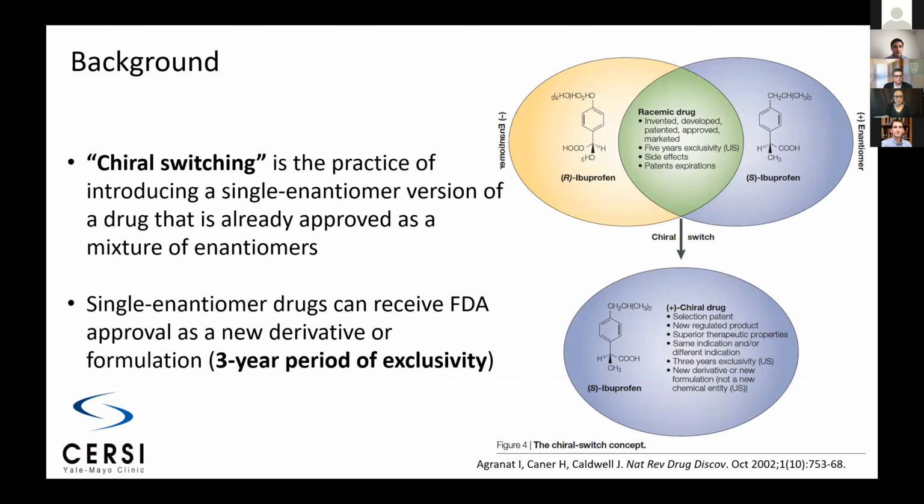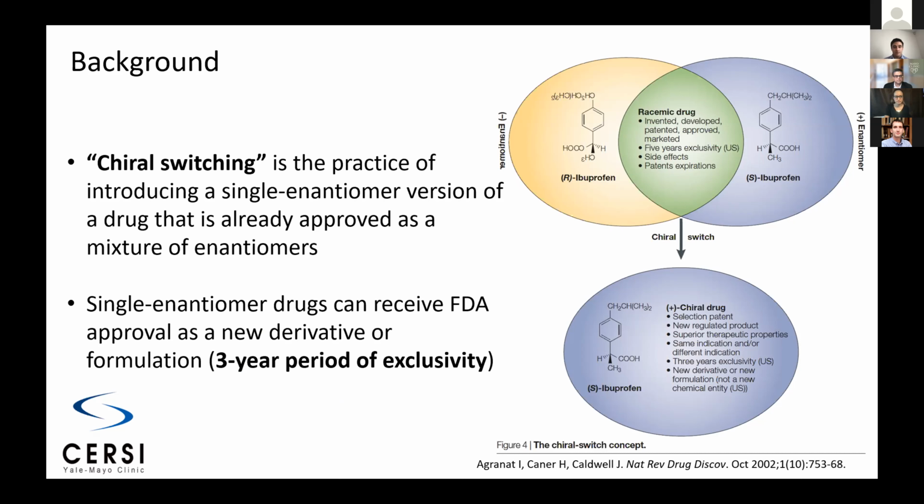So while some drugs are originally introduced to the market as single enantiomer formulations, in other cases, a single enantiomer drug is introduced when there's already a racemic version on the market. This practice is known as chiral switching. So, as an example, the drug esomeprazole with the brand name Nexium is the S enantiomer of omeprazole, which is brand name Prilosec. And Prilosec is a 50-50 mixture of esomeprazole and R-omeprazole.